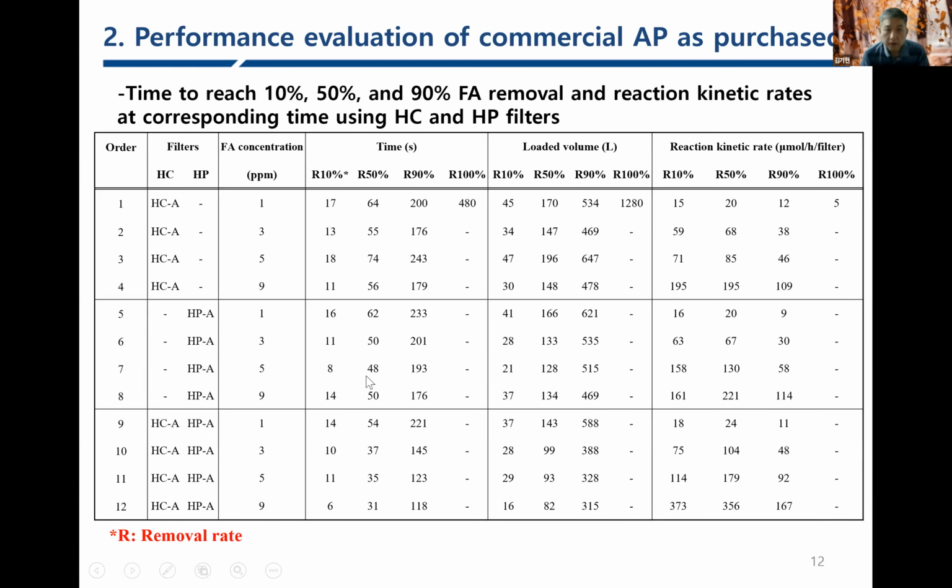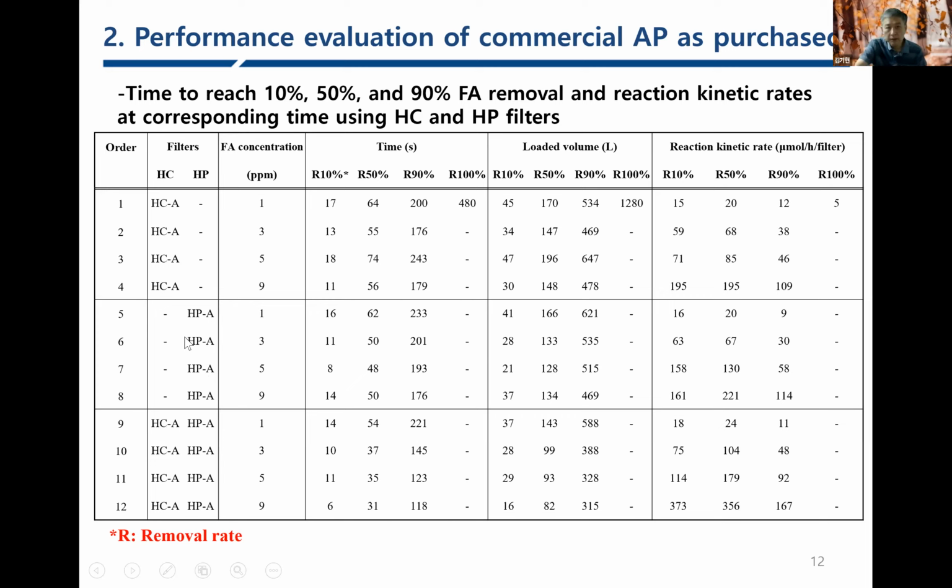So using the as-purchased air purifier system, we ran formaldehyde at 4 different concentrations: 1, 3, 5, 9 ppm, with honeycomb as purchased, HEPA filter as purchased, and putting both honeycomb and HEPA filter. So this is the complete system. And this is the half system. This was the half system.